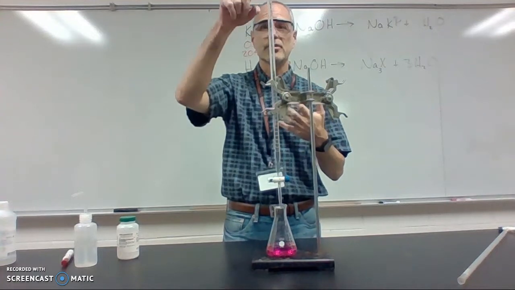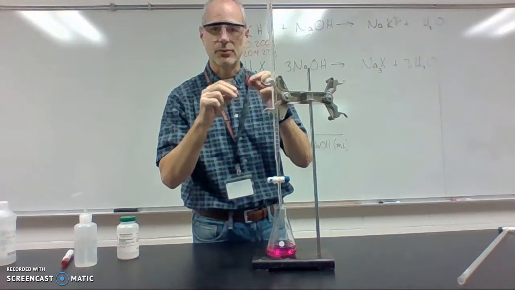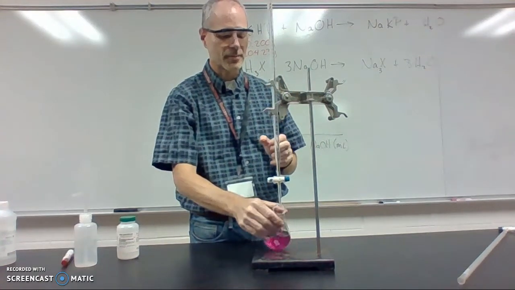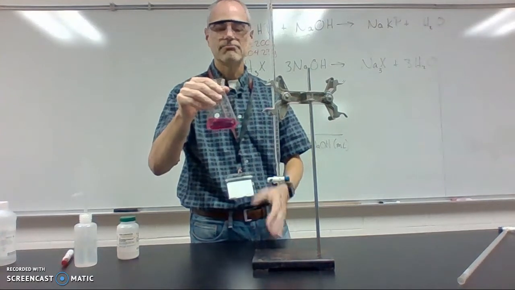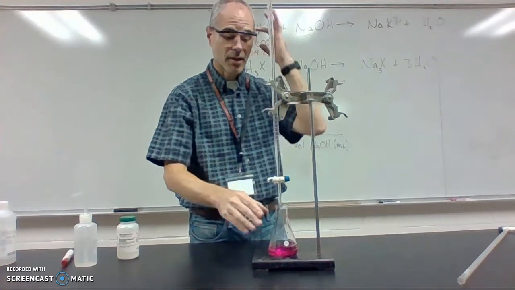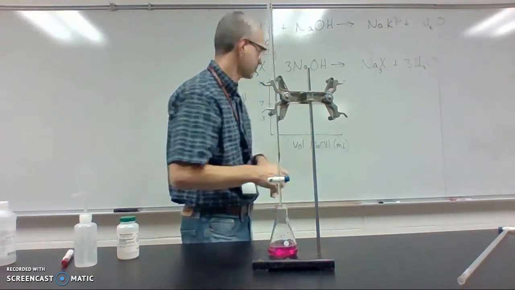So I can shoot up to like, say, 6 or so, and then just go drop-wise, one drop at a time, until I get that nice, perfect, light pink color, and I'll say, okay, that's how much it should have taken. I'm at the equivalence point. In this case, I went past it, and that's perfectly okay. We can just make up this data.